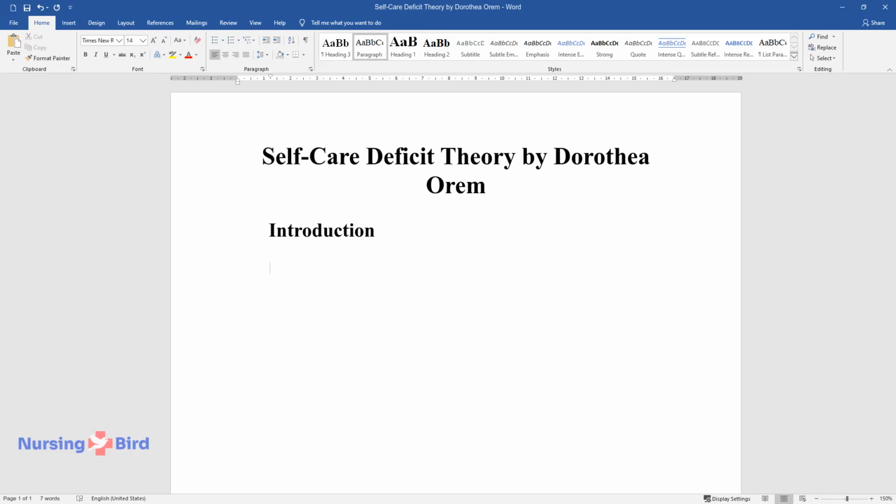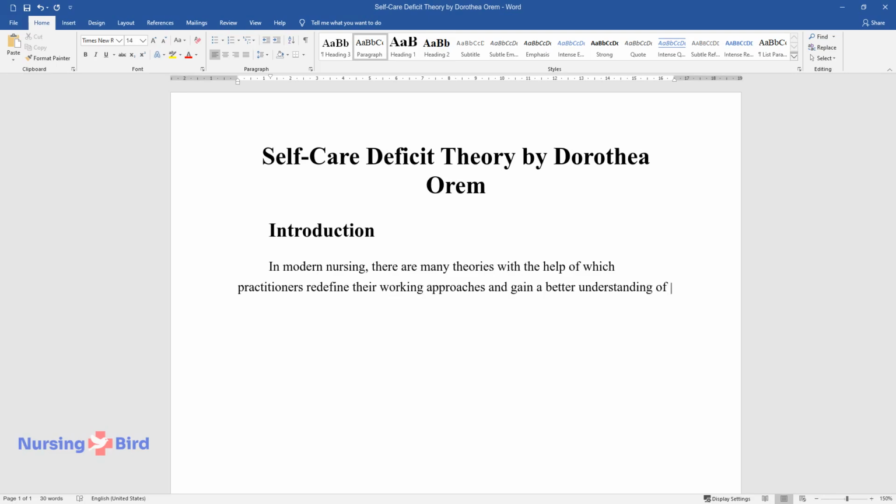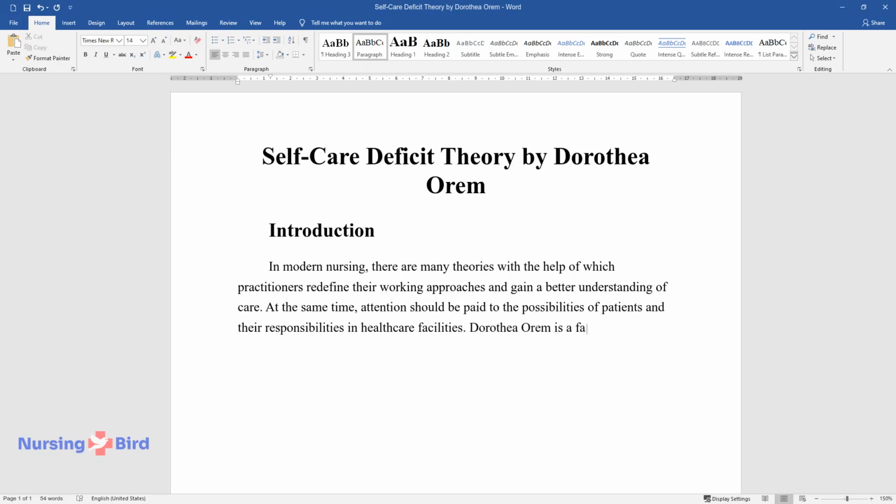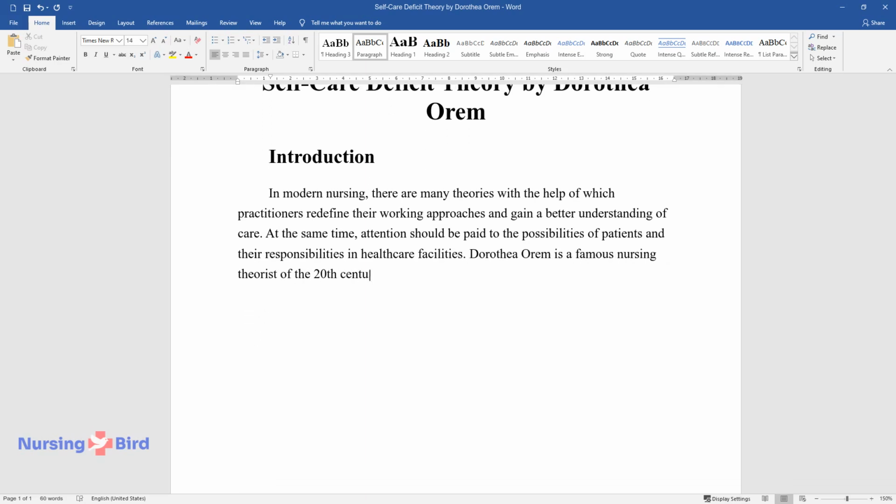Introduction. In modern nursing, there are many theories with the help of which practitioners redefine their working approaches and gain a better understanding of care. At the same time, attention should be paid to the possibilities of patients and their responsibilities in healthcare facilities. Dorothea Orem is a famous nursing theorist of the 20th century, whose theory of self-care deficit will be analyzed in this paper.